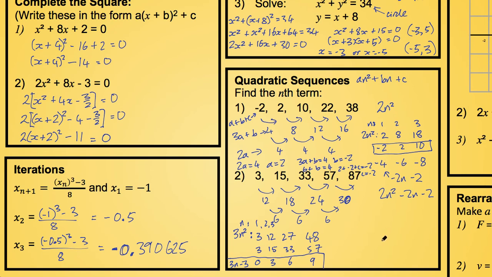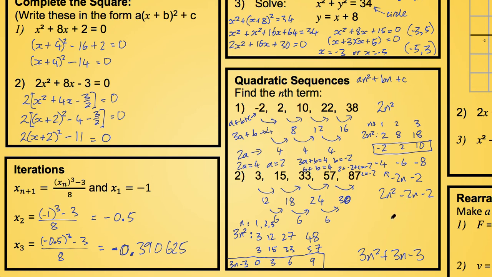So this overall sequence is 3n squared plus 3n minus 3, and I'd always just check, does this work? Put in 1, 3 plus 3 is 6, take away 3 is 3. Put in 2, that is 12 plus 6 is 18 minus 3. Takes you back to 15. So yes, this is working. This is working fine.